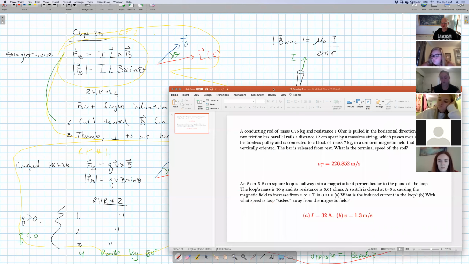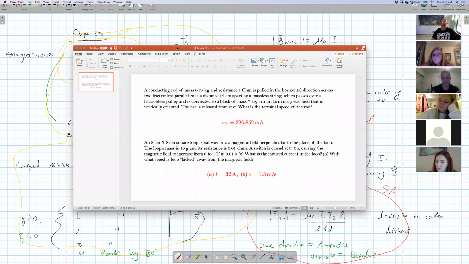The second one says we have a conducting rod of mass 0.75 kilograms and resistance of 1 ohm pulled in a horizontal direction across frictionless parallel rails, 12 centimeters apart. That's telling you the length of the rod. It is pulled by a massless string which passes over a frictionless pulley and is connected to a block with a mass of 7 kilograms, in a uniform magnetic field which is oriented vertically. I'll draw what's happening here in a second. The bar is released from rest, and it wants to know the terminal velocity which this rod is going to reach.